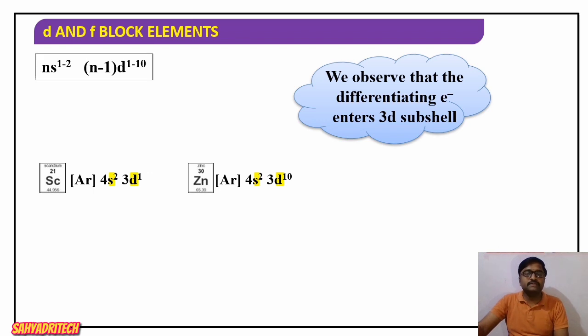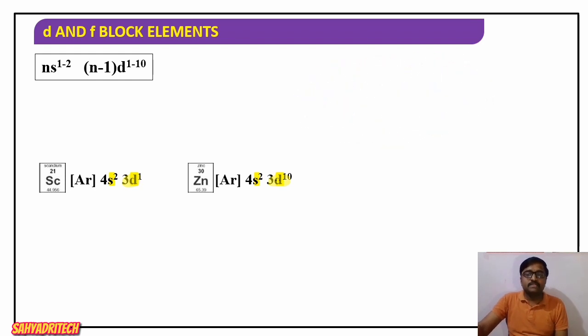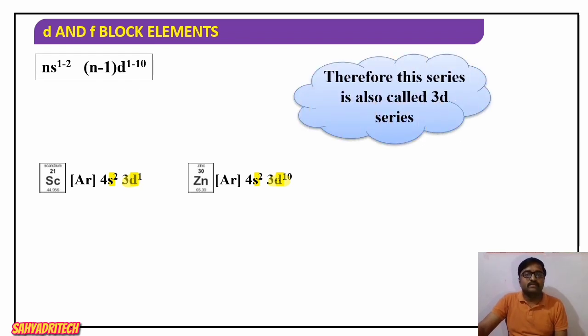We observe that the differentiating electron, that is the last electron, enters into which subshell? It enters into the d subshell. Which d? It is the 3d subshell. Therefore this series is also called the 3d series. We said there are four series in the d block. So in the first series, the differentiating electron enters into d orbitals, as in 3d series elements.